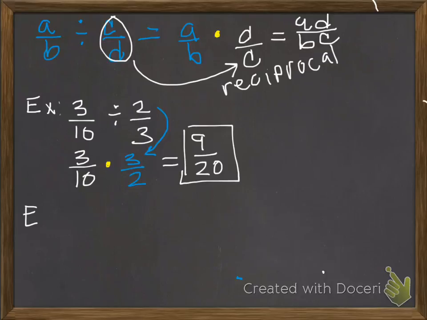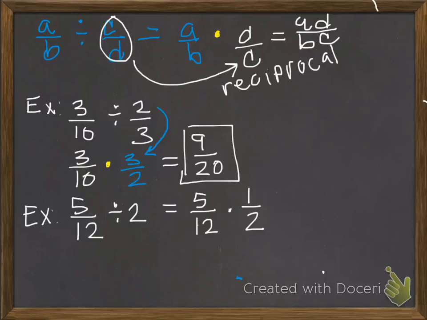Let's try one more. Let's take 5 over 12 divided by 2. In this case, 2 is our second fraction, and we need to find the reciprocal of 2. So remember, 2 can be written as a fraction of 2 over 1. If we find the reciprocal of 2 over 1, we will get 1 over 2. So thus we have 5 over 12 times 1 over 2.